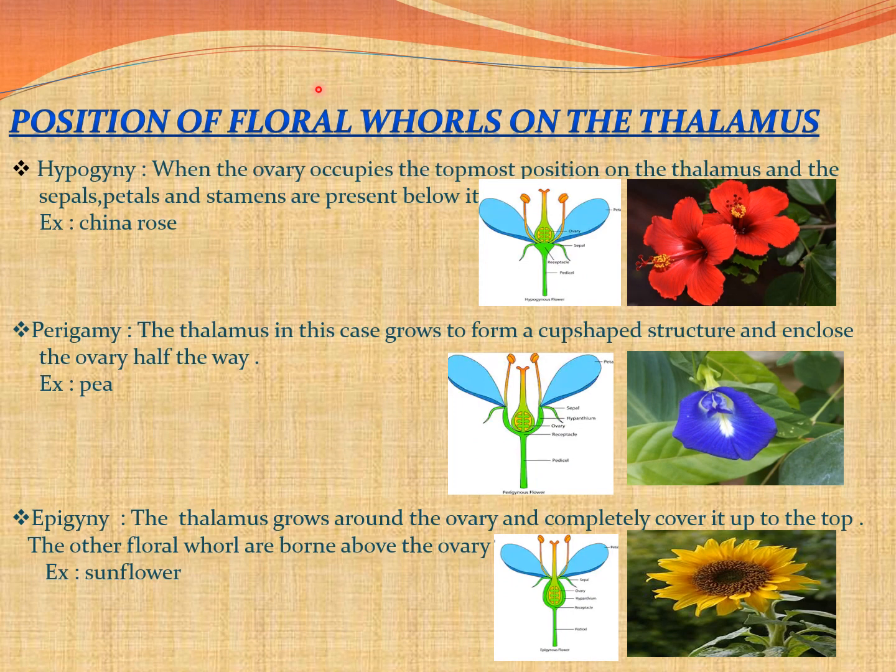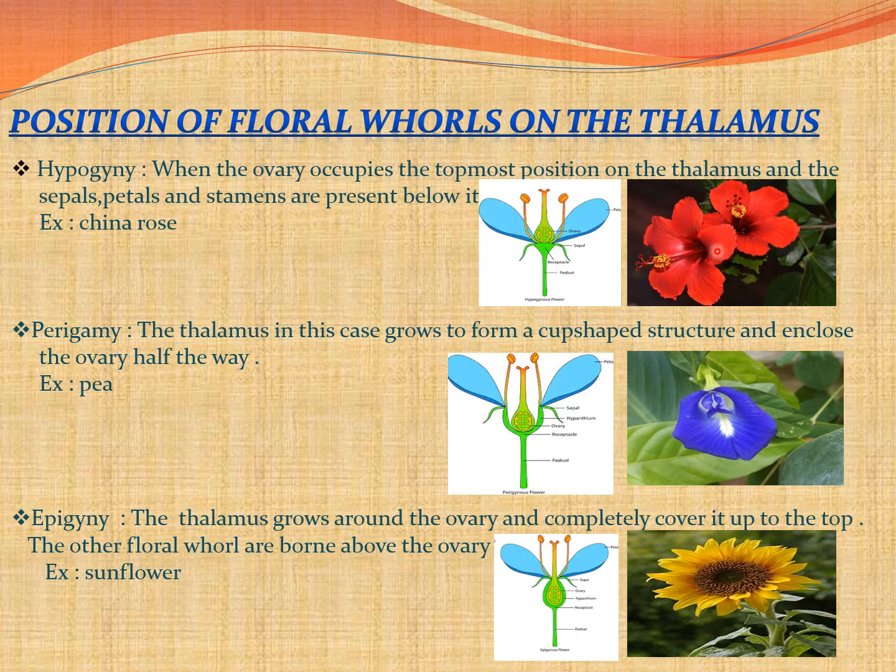Now, position of floral whorls on the thalamus. There is hypogyny, perigyny and epigyny. Let's see what this arrangement is. In hypogyny, you can see the ovary occupies the top position on the thalamus and the sepals, petals and stamens are present below.